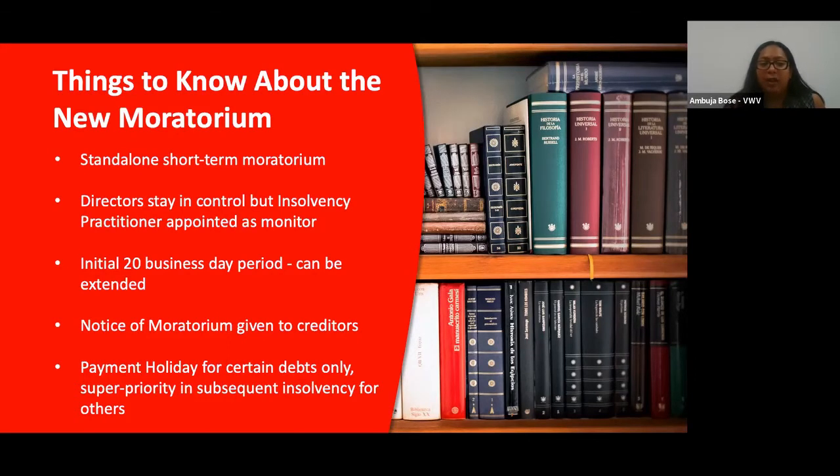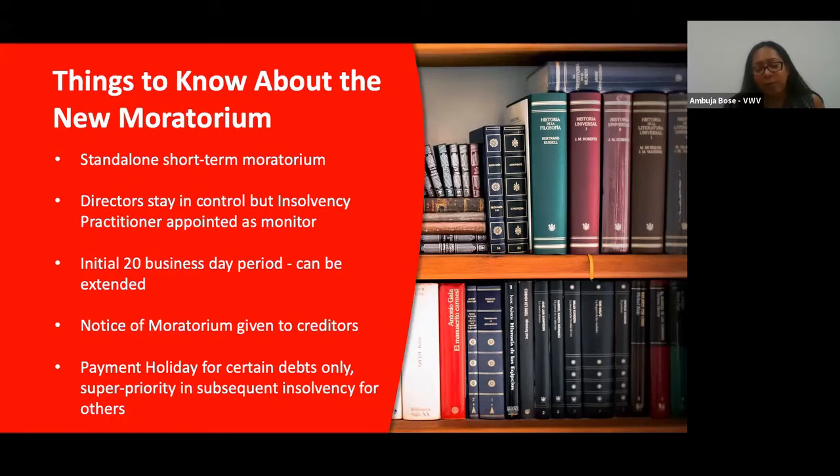Having said that, if there is a subsequent formal insolvency, then any pre-moratorium debt will gain super priority in the subsequent insolvency. So there are protections in some ways for suppliers to insolvent businesses, but generally the moratorium will impose a payment holiday.